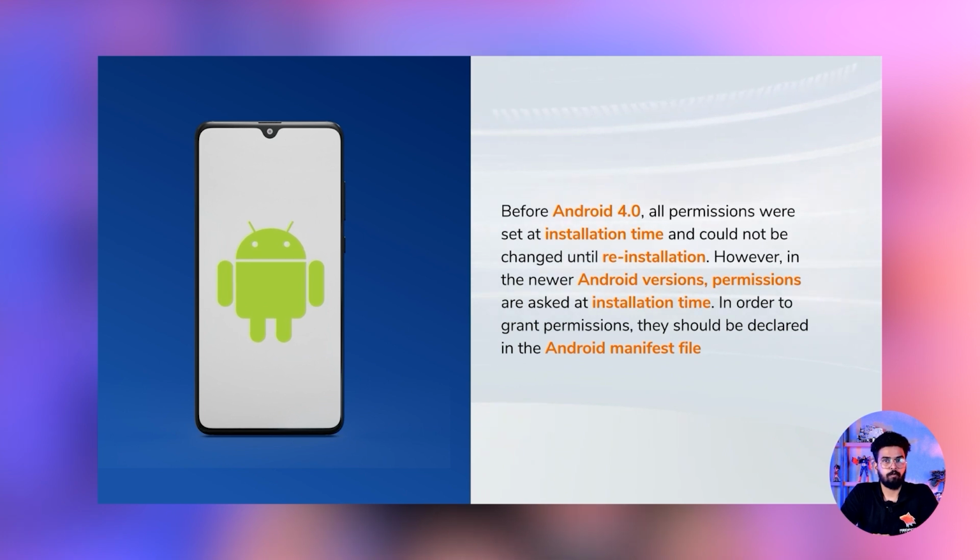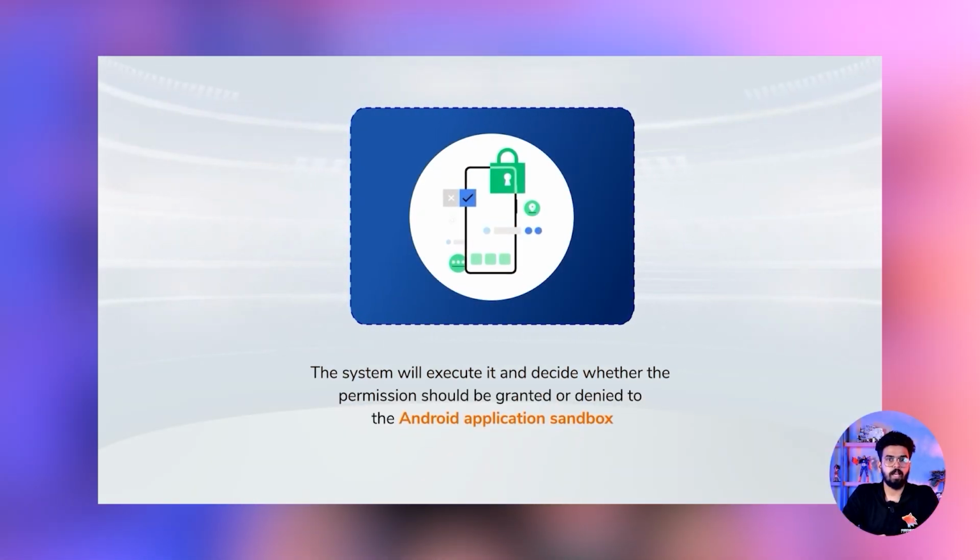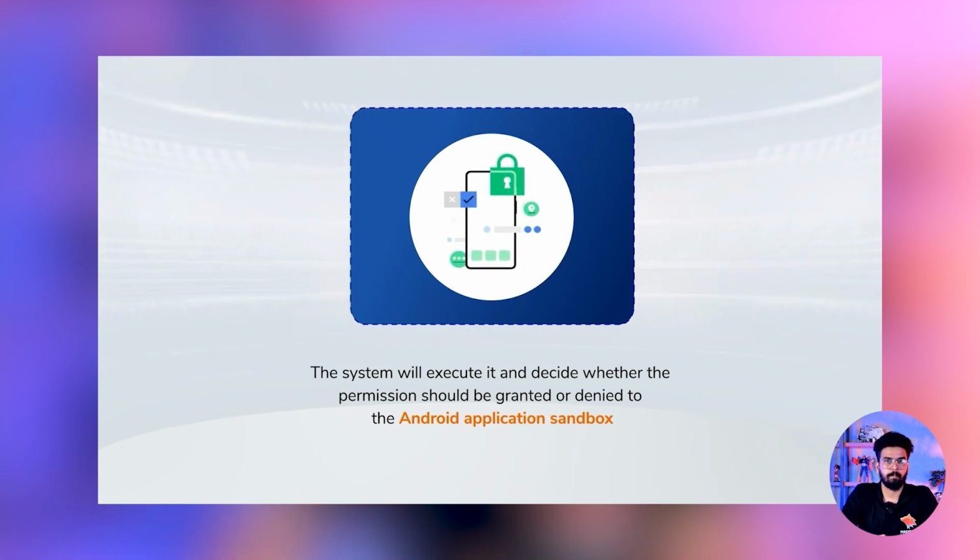Before Android 4.0, all permissions were set at installation time and could not be changed until reinstallation. However, in the newer Android versions, permissions are asked at run time. In order to grant permissions, they should be declared in the Android manifest file. The system will examine it and decide whether the permission should be granted or denied to the Android application sandbox.